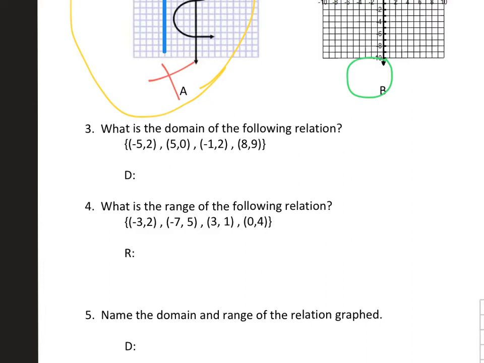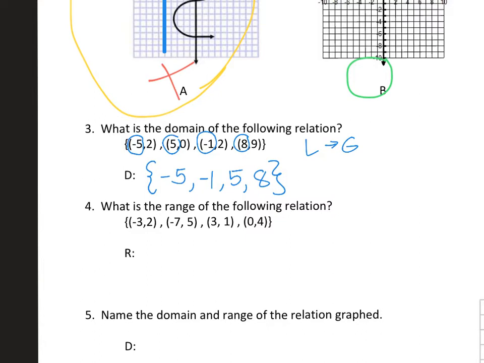For number 3, it's asking, what is the domain of the following relation? Okay, so first you need to make sure that you draw the braces. And then the domain is the x values. So we need to write each of the x values. However, we do need to make sure that we're writing them in ascending order, so from least to greatest. We don't need to put any parentheses in. We just need to separate them by commas. So our smallest value is -5, then -1, then +5, and +8. And then I put the braces afterwards.